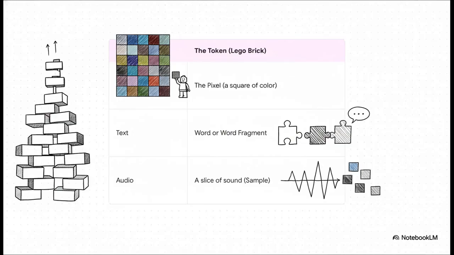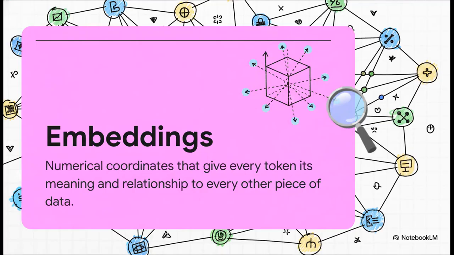So what are these bricks? Well, for a picture, a token is just a single pixel. For text, it's a word, or sometimes even just part of a word. For audio, it's a teeny tiny slice of sound. The AI's entire world starts out as this massive, ordered list of numerical tokens. But you know, a long list of numbers is just gibberish without any context.